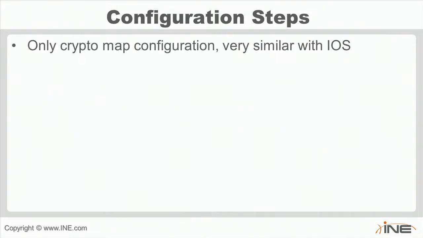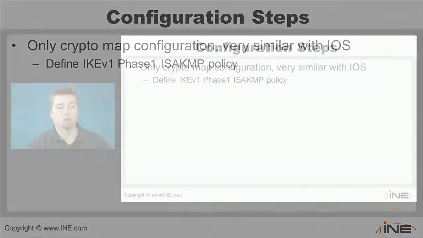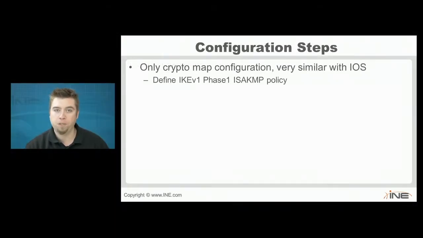Okay, so let's look at now the specific configuration for this. The overall workflow is going to be very similar to how you would do this in a regular IOS. So first step is to configure phase one. So in our ISAKMP policy, what are going to be those four main attributes, which are the authentication, the encryption, the hashing, and then the Diffie-Hellman group. And just like in the previous IOS examples, you do need to make sure that both peers agree on all four of these attributes.